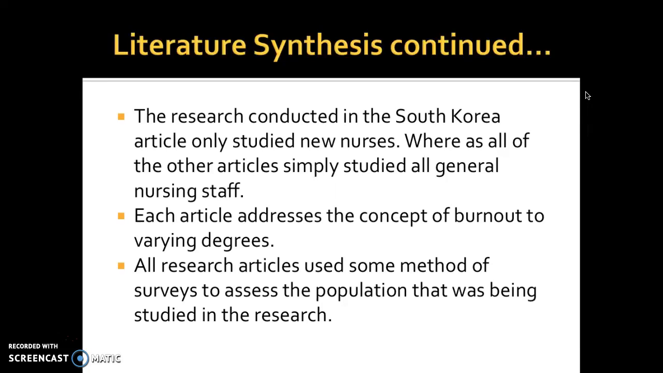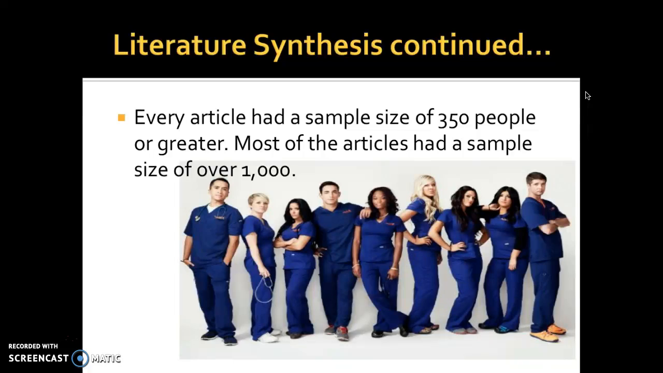The research conducted in the South Korea article only studied new nurses, whereas all of the other articles studied general nursing staff. Each of the articles addressed the concept of burnout to varying degrees and different variables that could be causing burnout, and all the research articles used some method of surveys to assess the population being studied. So that was a similarity between all of the articles. Every article also had a sample size of 350 people or greater. Most of the articles had a sample size of over 1,000 and even up to about 20,000. So the sample sizes for these articles were significant.